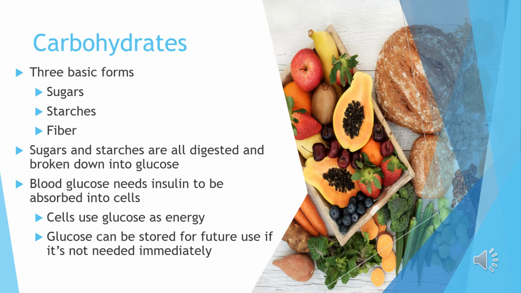Different types of carbohydrate foods have properties that affect how quickly your body digests them and how quickly glucose enters your bloodstream. This is where the glycemic index comes into play.